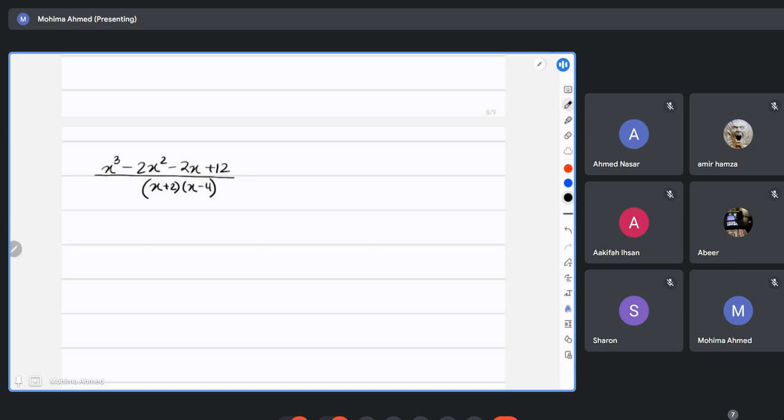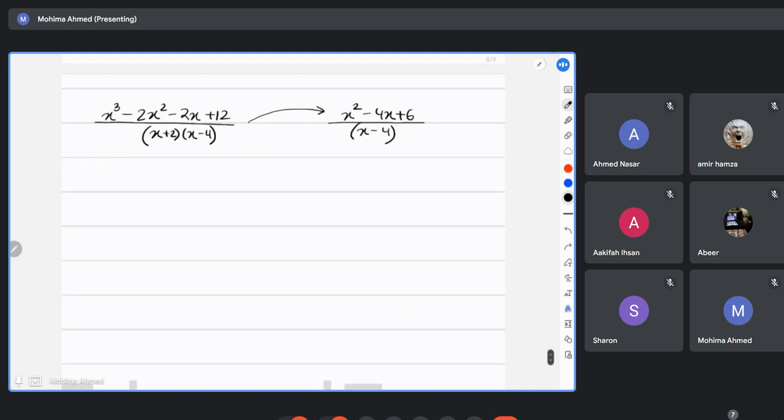Okay. Now I have to write this in the format of x squared minus 4x plus 6 divided by x minus 4. Now how can I write this in this format? I can clearly understand that if I can divide this polynomial with x plus 2, then it will be a little easier. I need to first identify if x plus 2 is a factor for the polynomial or not.